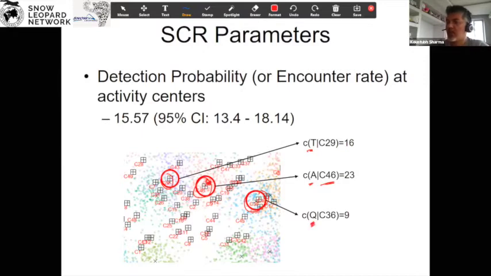Q. What I did was I counted how many encounters of these individuals we got on these cameras, and the numbers come to 16, 23, and 9. Roughly, if you average it, it comes out to 16. There are more cameras which were very close to activity centers like this one, and there were others as well. But on an average, if you have your camera trap set up right at the activity center, how many encounters will you end up with by the end of the study is what you get here.